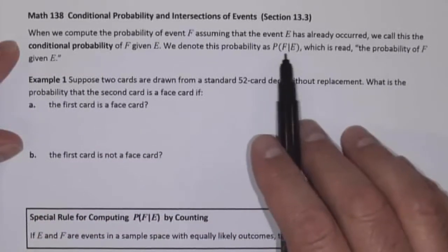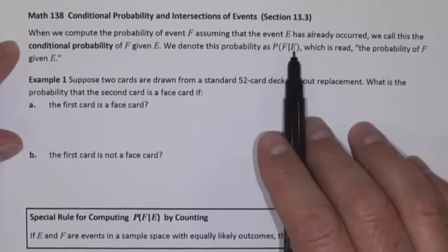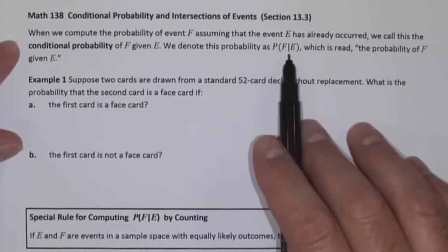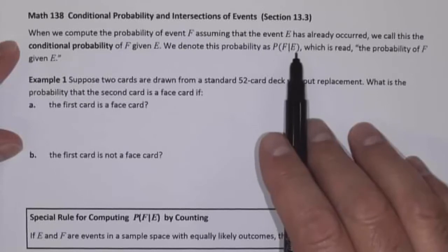So we're going to read this notation as the probability of F given E. That vertical bar there is read given. So we have the probability of F given E.